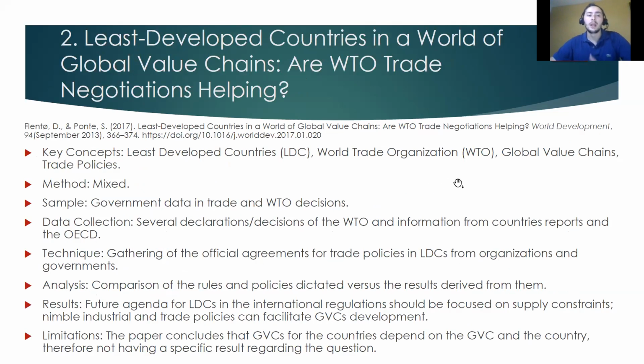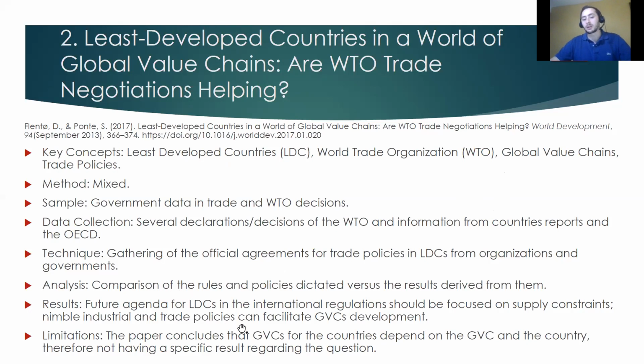The second reading was about least developed countries in a world of global value chains: are WTO trade negotiations helping? It talked about LDCs, WTO, GVCs, and trade policies. They had a mixed methodology in which they took government data on trade, WTO decisions, and information and reports from the OECD. The technique was gathering the official agreements and trade policies and comparing them to the actual results of those policies. So the analysis was this comparison between the policies and the results.